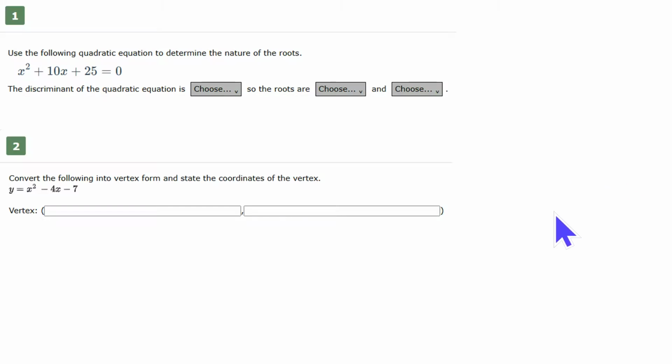Okay, so we're going to go over the practice test here to make sure we got everything down. Use the following quadratic equation to determine the nature of the roots. We need the discriminant, b squared minus 4ac. If that comes out greater than 0, but not a perfect square.